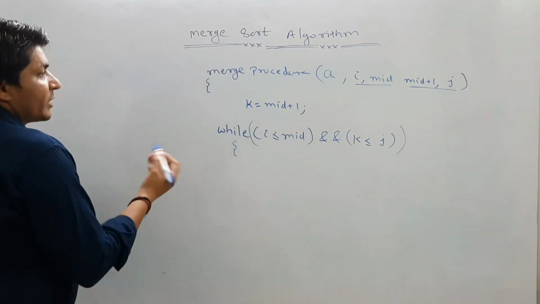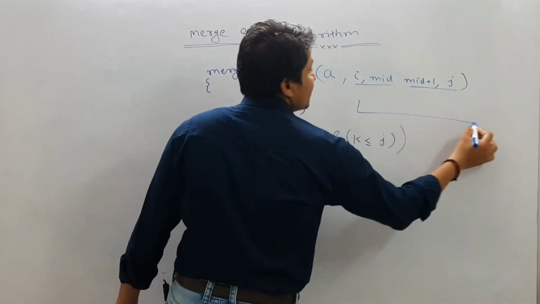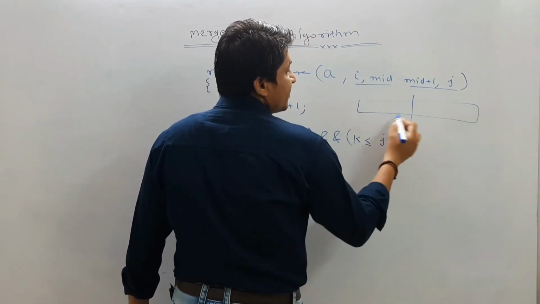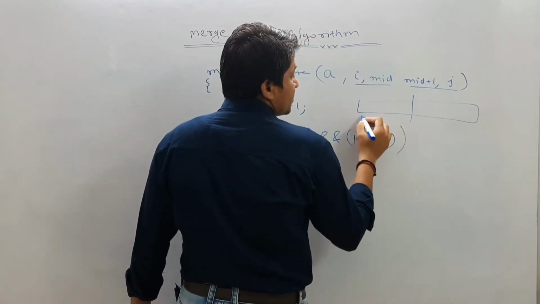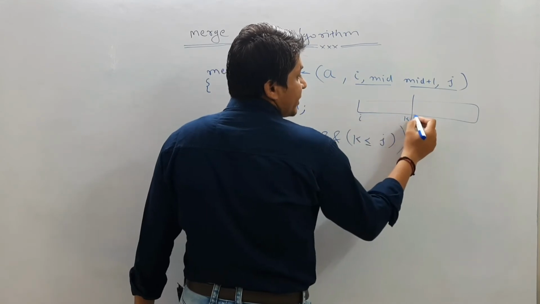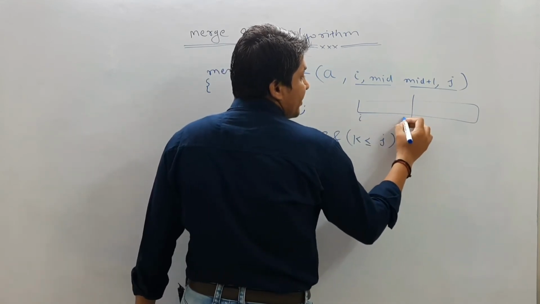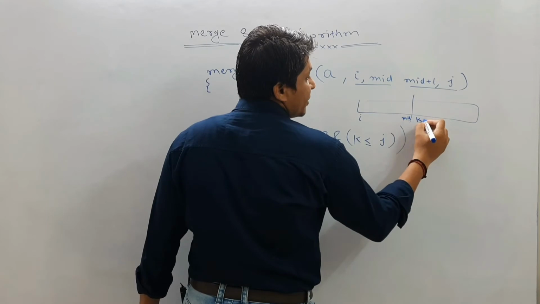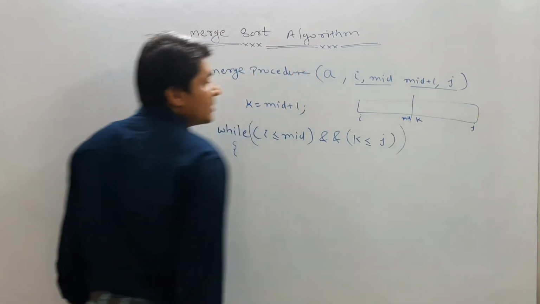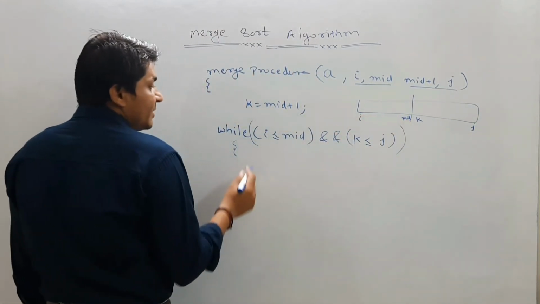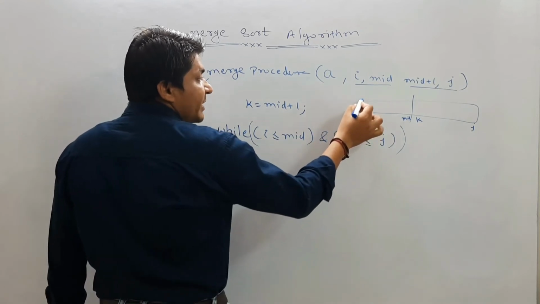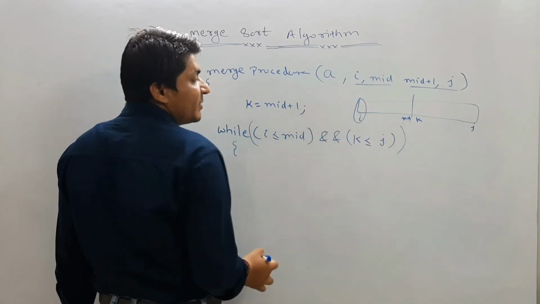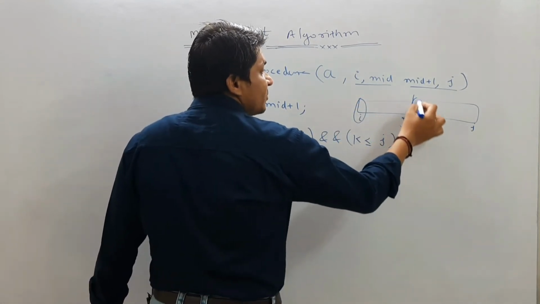Let me explain this. Let's suppose we have this array. This is one of the sorted arrays. I is pointing here, this is mid, k is pointing to this location and j is pointing to this location. If this is the situation, then we can make the comparison. We compare the first element of the first array with the first element of the second array.